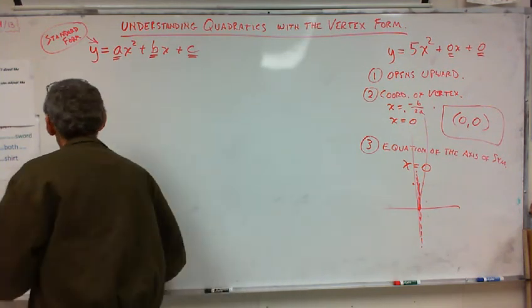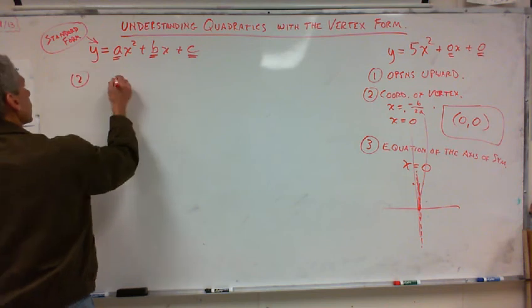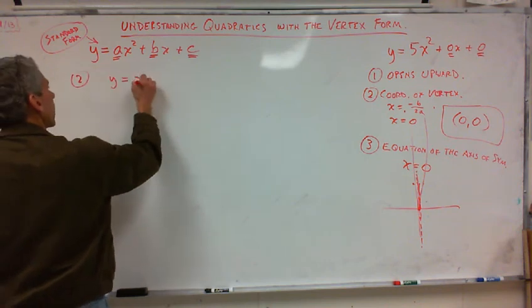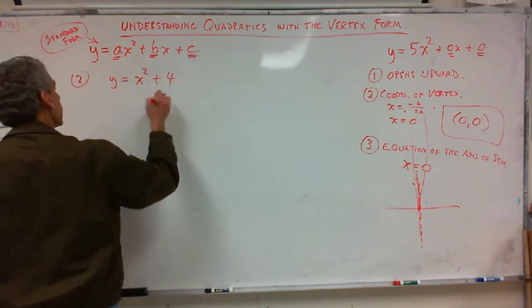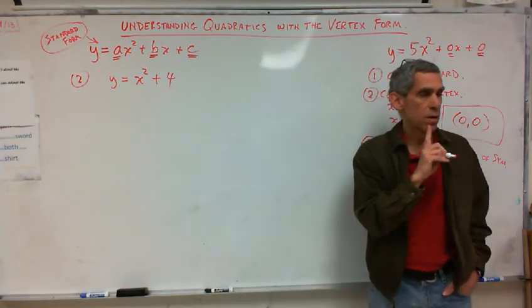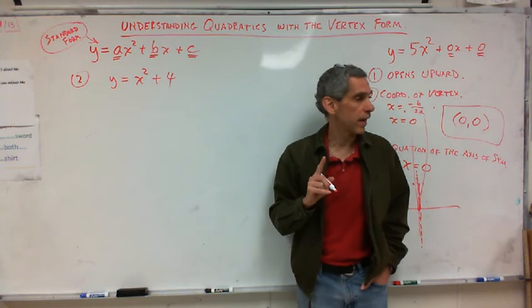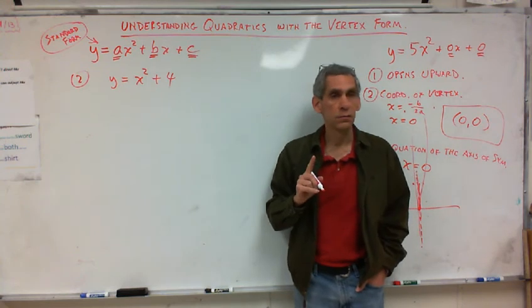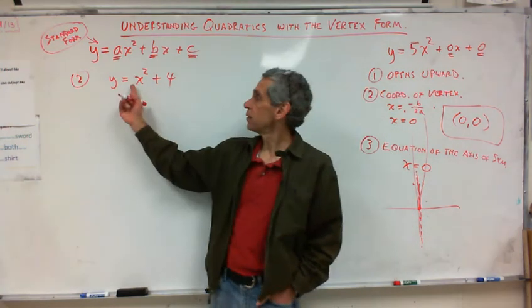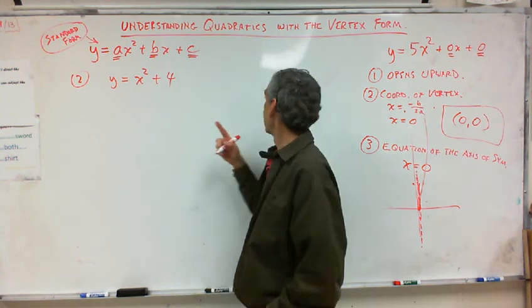So let's try a couple more. Let's try this one. So let's say y is equal to x squared plus 4. I'm going to ask these three questions. Does it open upwards or downwards? What is a, first of all? 1, right? It's the number in front of the x squared. A is 1. It's positive. So it's going to open which way? Upwards, right? Okay, next question.